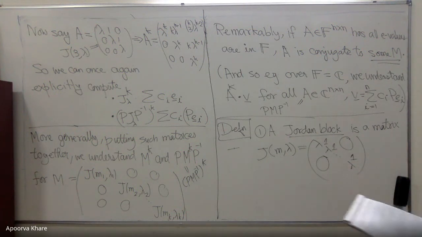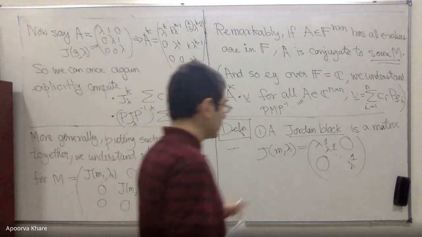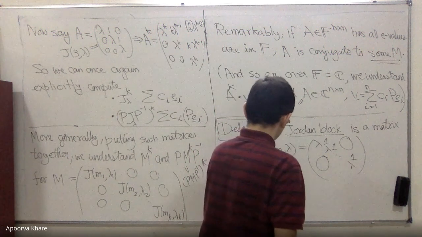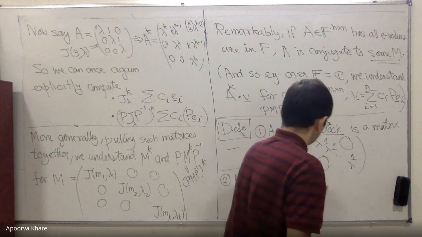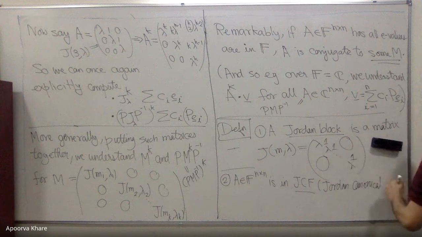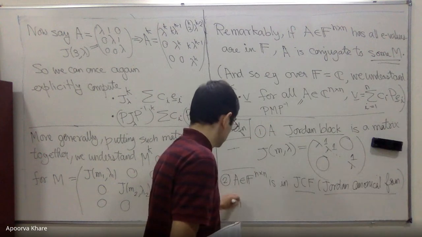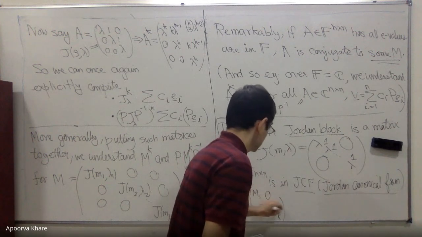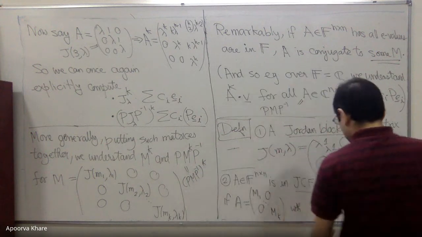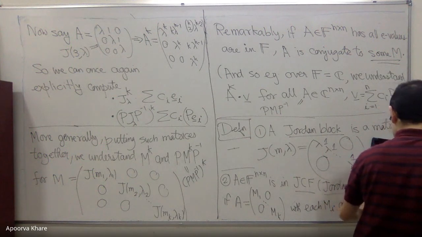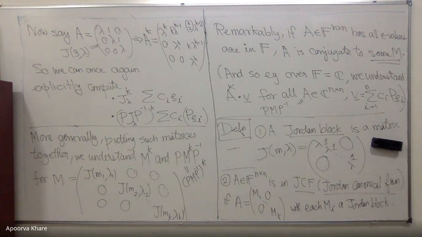Okay. And a matrix is in Jordan canonical form if it's a block diagonal matrix where every block is a Jordan block. A belongs to F to the n cross n, is in JCF, which I will expand as Jordan canonical form, if A is block diagonal, let's say I'll call it M1, M2, up to MK, with each Mi a Jordan block. That's a Jordan canonical form matrix.